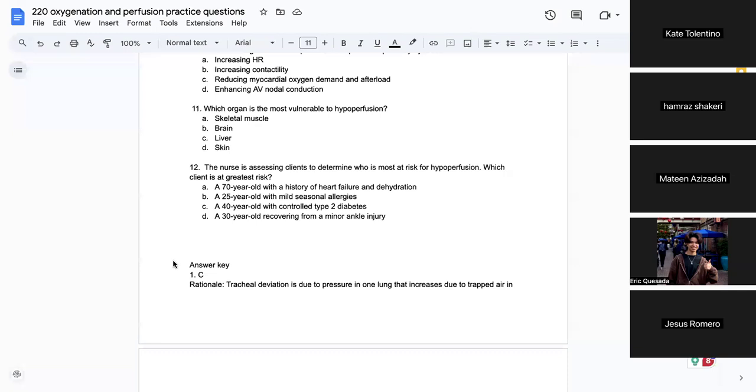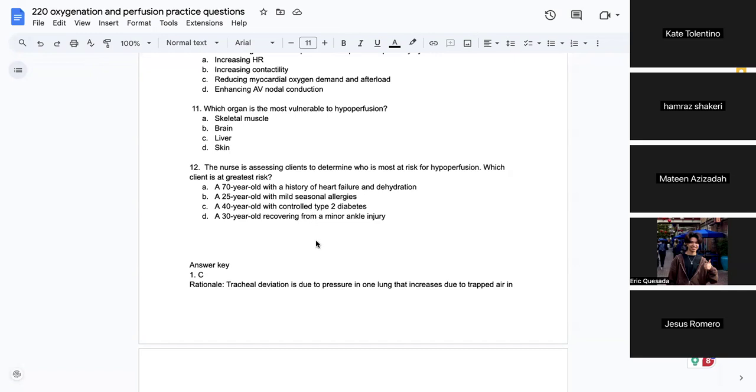All right, great job, guys. So our answer is going to be B, our brain. So we know that the brain needs constant perfusion and oxygenation. It does not have any backup energy like the liver or the muscles do, okay? So even a short amount of time without perfusion can cause damage to our brain tissue.